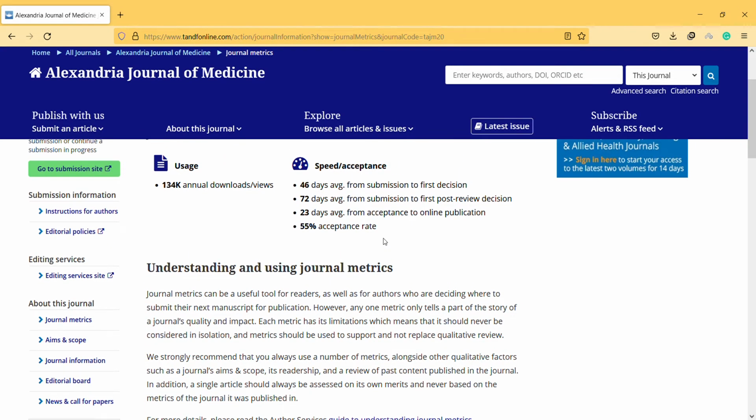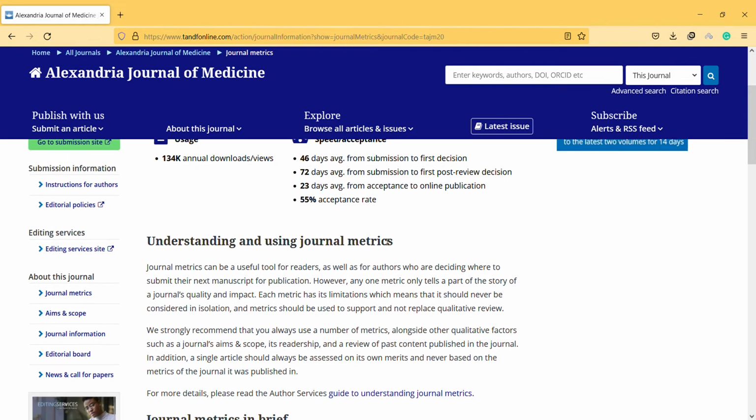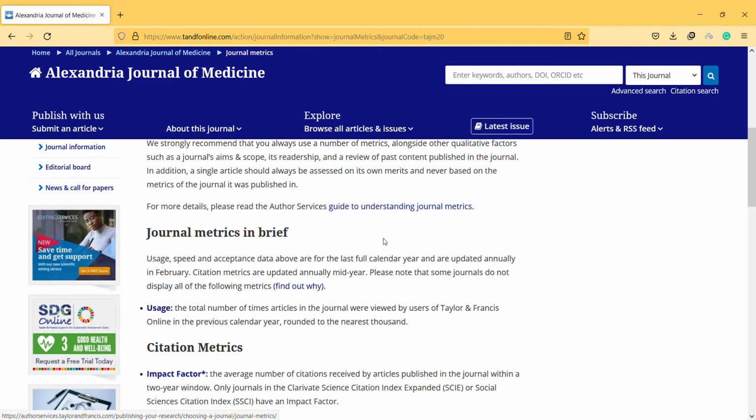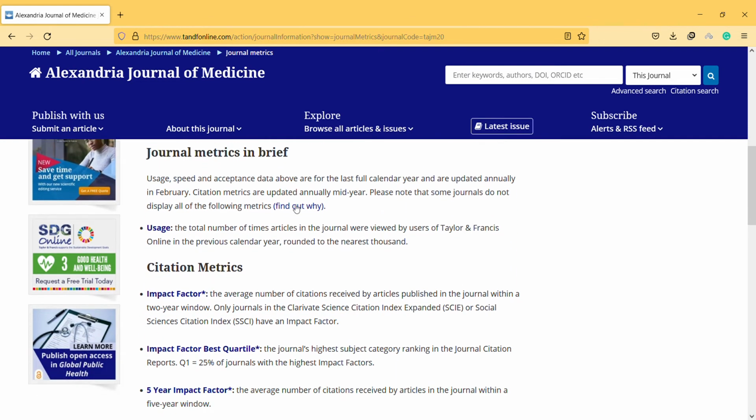If a journal receives few articles, then they most likely have a higher impact factor, but it doesn't mean that the article that you published will be cited well. So that's why you should keep that in mind. So let's look at the journal metrics in brief.